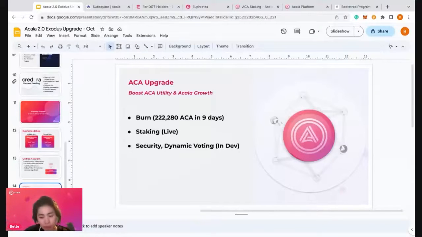What that actually means is once that period of time is over, there are no new ACAs being issued because it's fixed. At the same time, it continues to burn ACA as the network continues to operate. And then there's ACA locked on the staking protocol, and also for voting and things like that. You will start to see a deflationary model, hopefully, at a certain point.